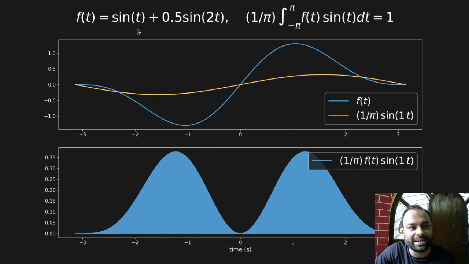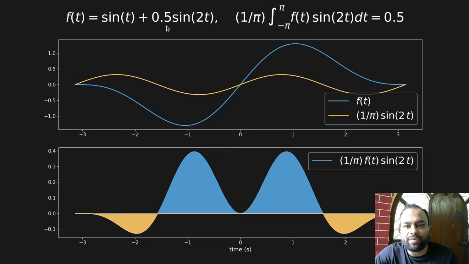So if I want to find out the amplitude of the 1 radian per second component, what am I going to do? I am going to multiply the signal with a sinusoid of 1 radian per second frequency, and calculate this area. And of course, this area is going to be equal to 1. That is the result here.